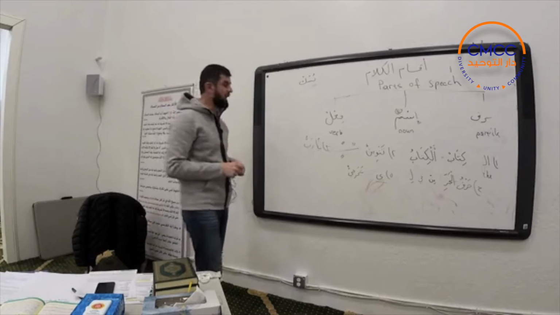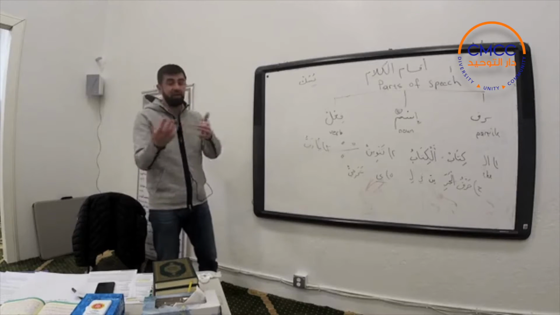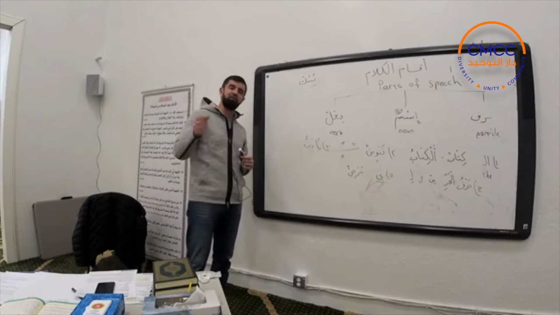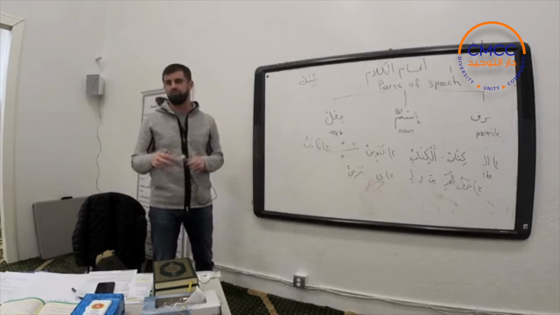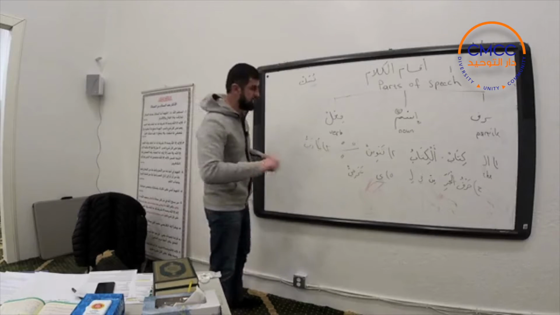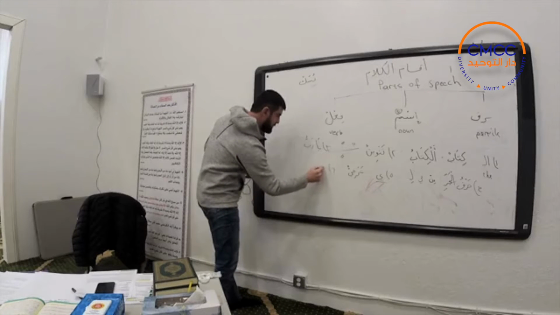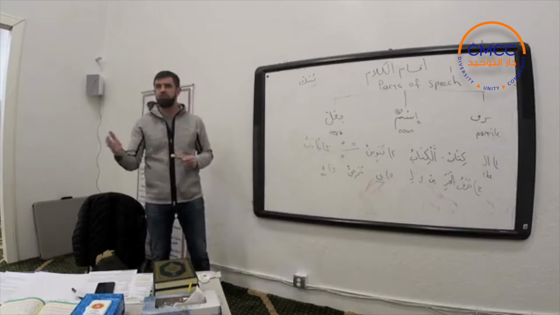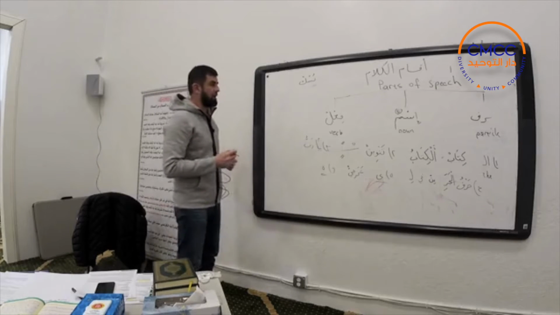The last one I would mention is ta marbuta. If we see ta marbuta at the end of a word, we have to be sure it's going to be ism. And usually, if there is ta marbuta, it means that this noun or adjective is feminine. It's a sign that the noun is feminine. So we will mention ta marbuta as well. Do you have any questions so far?